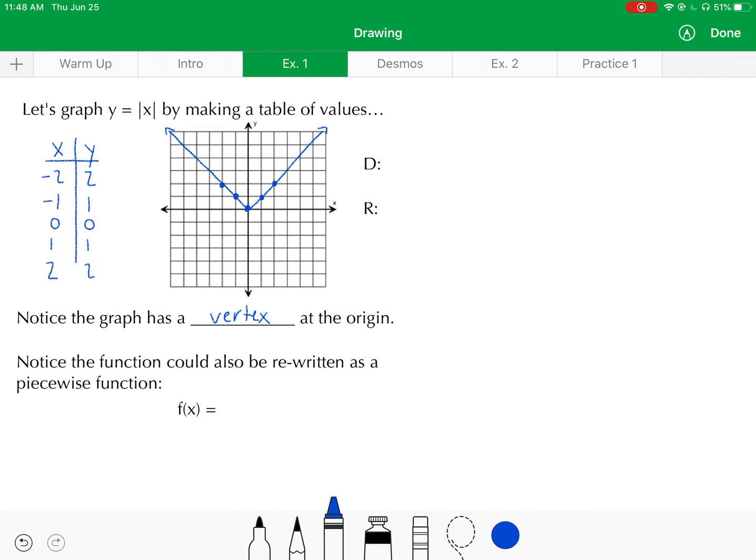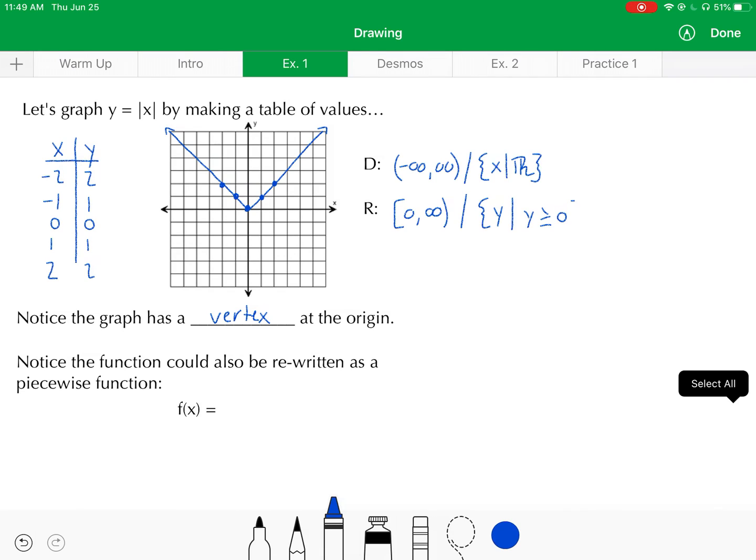The domain here is all real numbers, which I'm going to use both notations for. I'll let you choose which one you prefer. And then the range is anything 0 or larger. Okay, I should back up. In terms of domain, the fact that it's all real numbers is just telling us that we're able to plug any value we want in for x from the entire real number system.